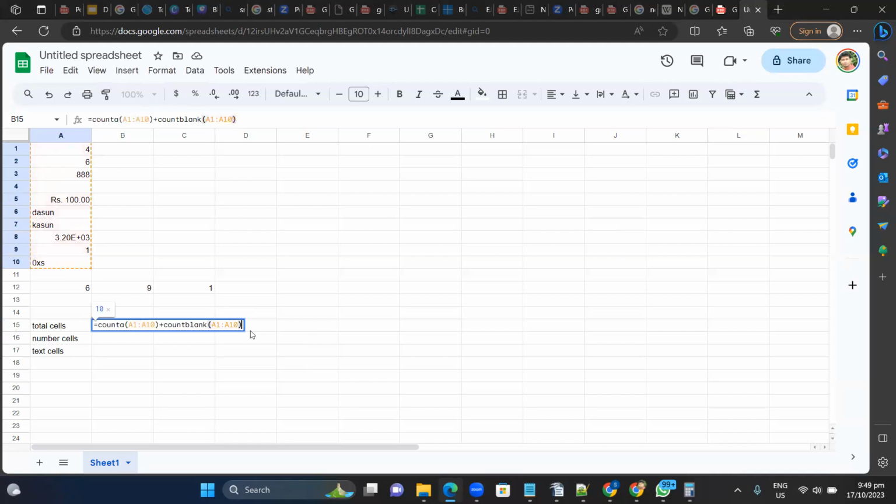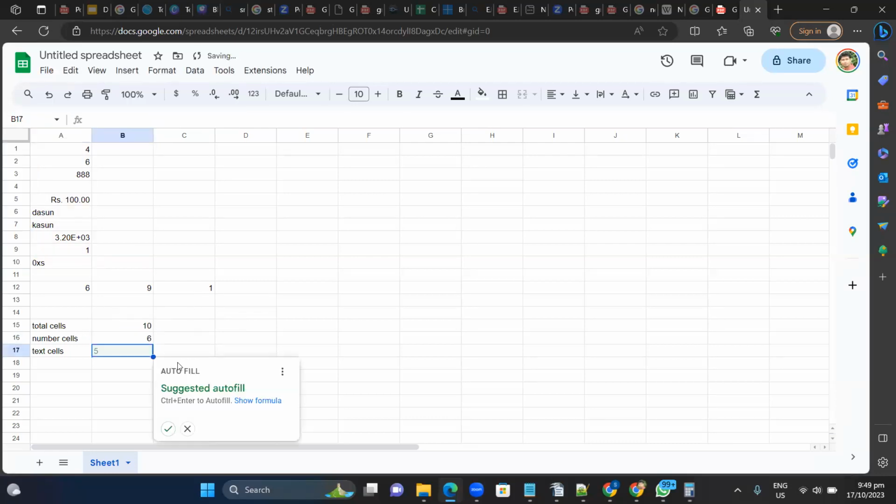So please write down if you want. Count A will count all the text cells and number cells. Count blank will count the blank cells. So total cells will be non-empty text and numbers plus blank. So count A plus count blank will give the total cells. Exactly, this answer is correct. Number cells is easy, number cells is count. You can see it's number cells.